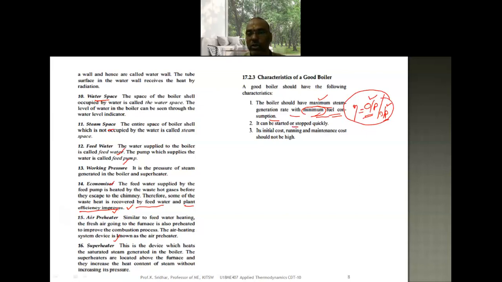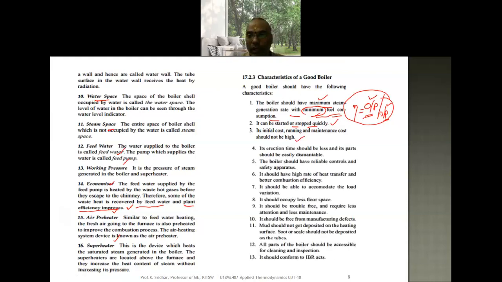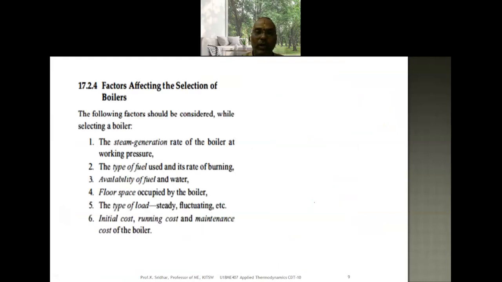And it can be started or stopped very quickly. And the cost parameters, initial cost, running cost and maintenance cost, should not be very high. It should be very meager. Similarly its erection time should be less, and the boiler should be reliable, and it should have a higher rate of heat transfer, and it should occupy very little space, and it should operate according to the Indian Boiler Regulation Acts. So these are some of the characteristics of a good boiler.